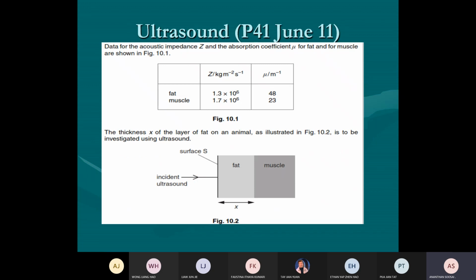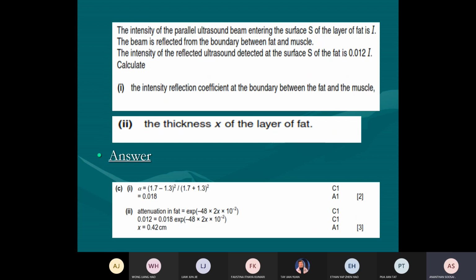The one calculation. So fat and muscle, and then bone: muscle and bone. Here we have fat and muscle, with incident ultrasound, and the thickness is X. The acoustic impedance is given and the absorption is given. Go to the question. The intensity of a parallel ultrasound beam entering the surface of the layer of fat is I. The beam is reflected from the boundary between the fat and muscle. The intensity of reflected ultrasound detected at the surface of the fat is 0.012 I.